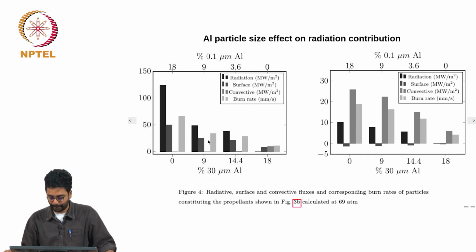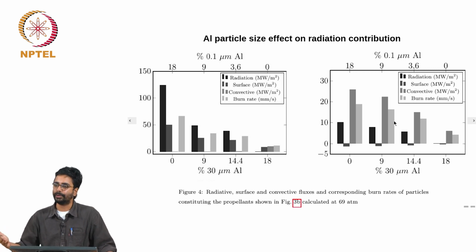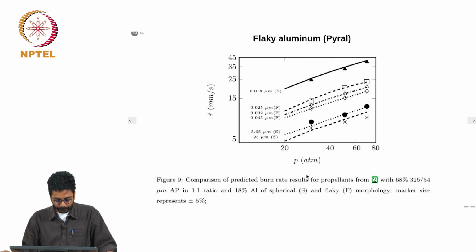The same thing is shown, this is for the 400 micron particle, this is for the 82.5 micron particle. The effects are not as dramatic as it is here, because this particle size is fuel rich and therefore the overall temperatures are not as high. Again, the effects of flaky aluminum can also be accounted for in this model. I just want to mention that the predictions are in good comparison with the data for spherical, denoted by S, and also flaky aluminum.